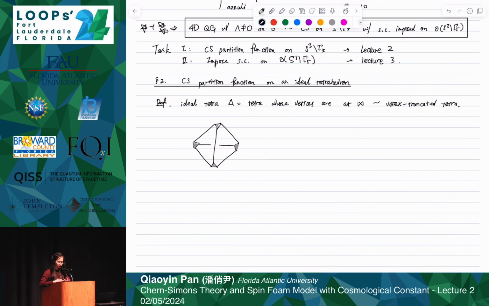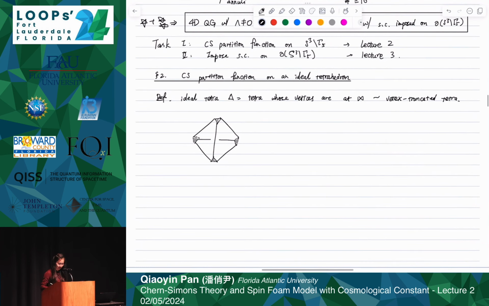Okay, and on the boundary of this ideal tetrahedron, there are two kinds of boundary. The first kind is the original boundary. Now it becomes a hexagon, for example, this one, and we classify it as the geodesic boundary. Just a name. And the second kind is created by removing the vertices. For example, this one is a triangle created this way. This kind of boundary we call a cusp boundary.